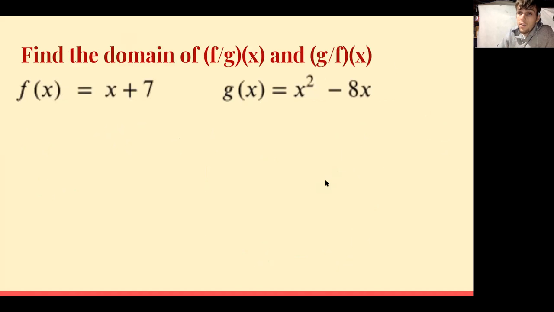Same idea here. Let's look at this. We're going to specifically only focus on the domain here. So remember, the domain for quotients is really all about anything that makes the denominator equal to 0. So we're doing f over g first. So f over g of x. Again, for any quotient function, the part that really matters is the denominator. The denominator cannot be equal to 0.